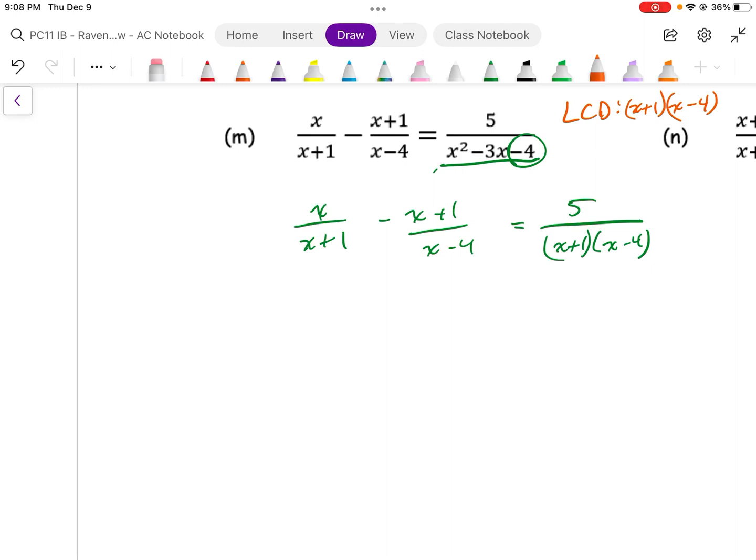Now, for each of these, what are my restrictions, or people call them non-permissible values? Well, my non-permissible values are when my denominator is 0, any denominator. So this denominator here is 0 when x is equal to -1. This denominator here is equal to 0 when x is equal to 4. Now, my quadratic is equal to 0 when either this factor or this factor is equal to 0, and that happens when x is -1 or x is 4. So let me just get rid of all this ugly marking here, and then we'll go on. I'm just going to make sure I've identified my non-permissible values of -1 and 4.